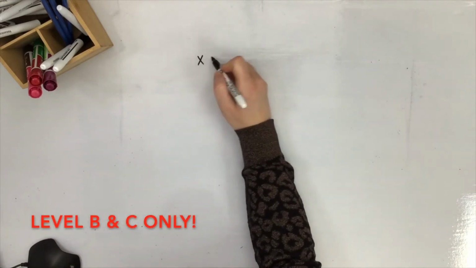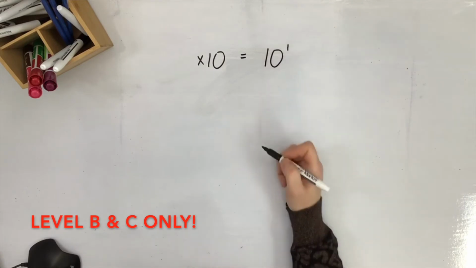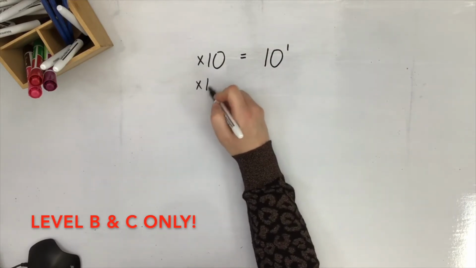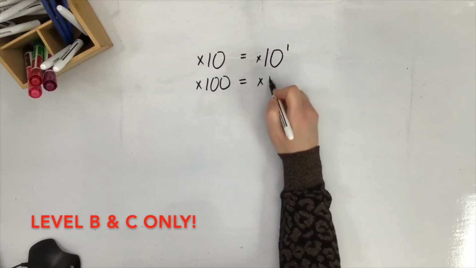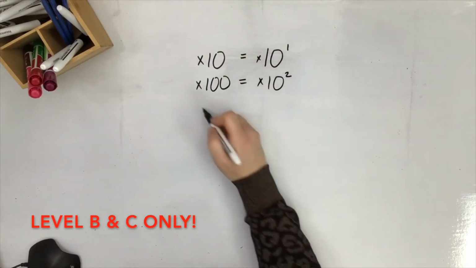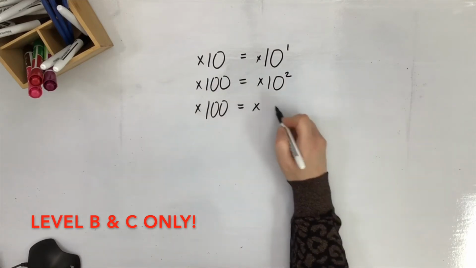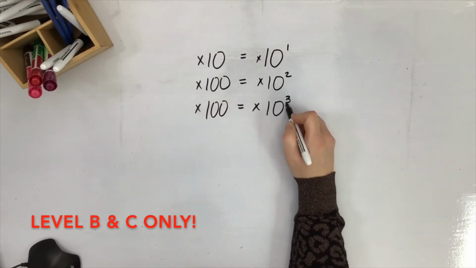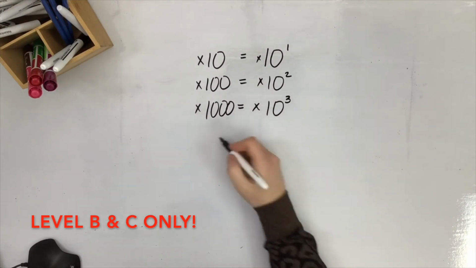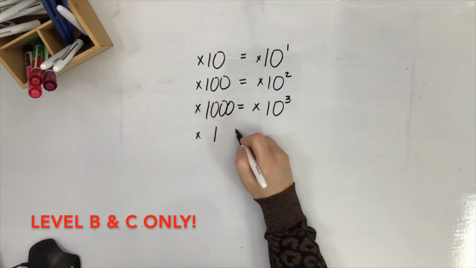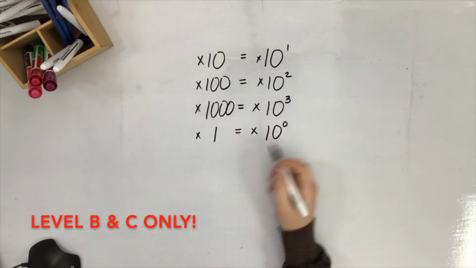In more advanced questions, you might see times 10 written as times 10 to the power of 1. Times 100 might look like times 10 to the power of 2. Times 1,000 would look like times 10 to the power of 3. If you're multiplying times 1, the exponential form of that would be 10 to the power of 0.